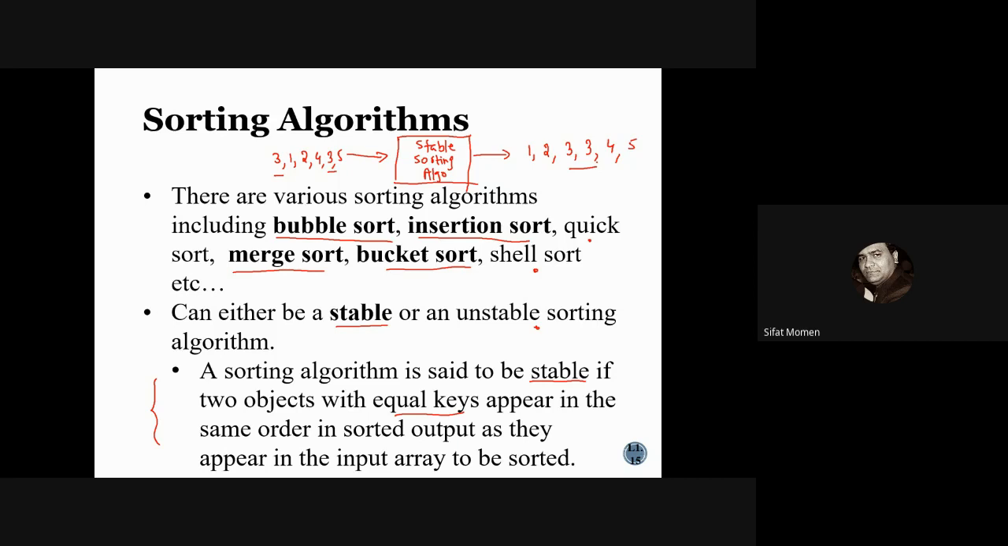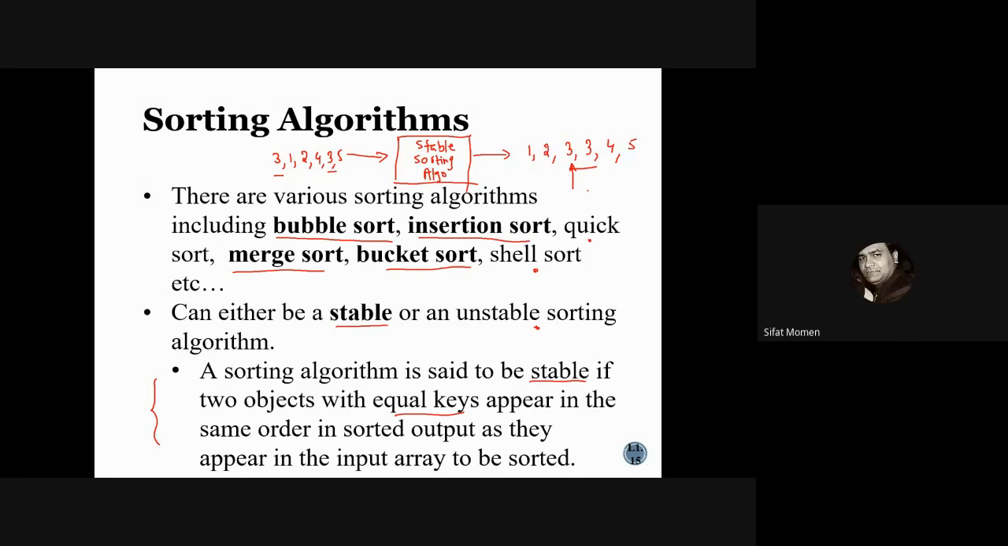Here's my question. Which 3 is this 3? Is it the first 3 or the latter 3? First 3. How do you know that? Who said that? You don't know. Actually it differs from algorithm to algorithm. If this were the latter 3 and that one the first 3, it's still sorted, isn't it? Yes, sir.